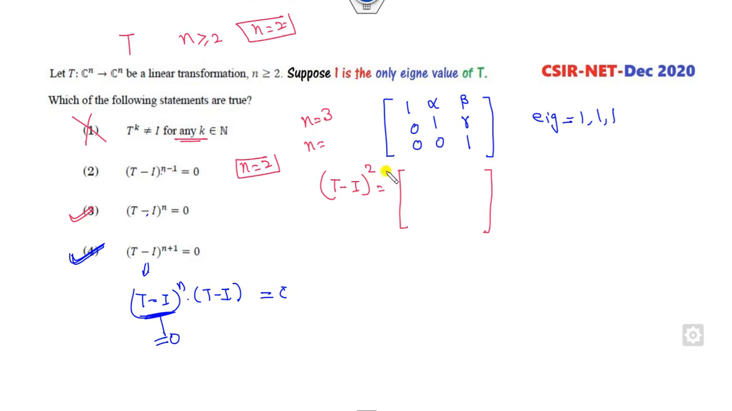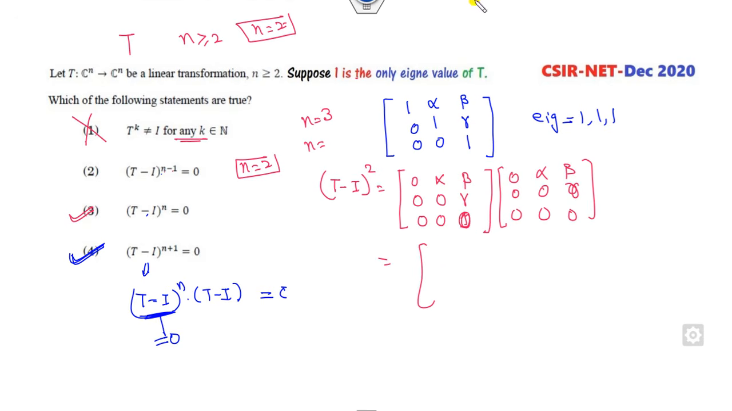Fine. So firstly, what is T minus I? It is 0 alpha beta, 0 0 gamma, 0 0 1. I have to multiply this by itself, and we need to prove this will be 0. As I discussed in the previous example, how you can multiply, the first column will be 0. This is my A12, first column here. So you can see it's a 0.